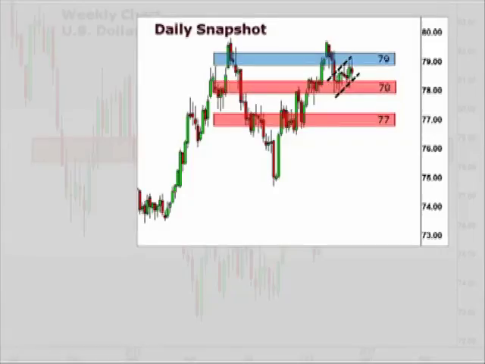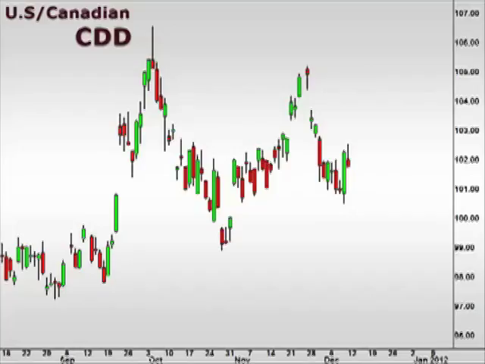A look at the daily chart reflects last week's test of 79 and the small bear flag that is possibly forming. A break below 78 is likely to yield a drop to 77.